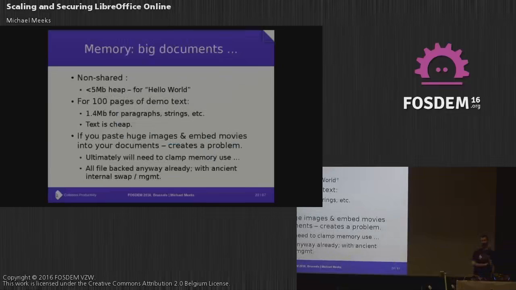So less than 5 megabytes of heap for Hello World. But Hello World is not a very good document. It's not very big. So what about 100 pages of text? For 100 pages of text, and this is just the demo text, F3, filled out and pasted down, we get something like 1.4 megabytes, which is pretty cheap, I think.